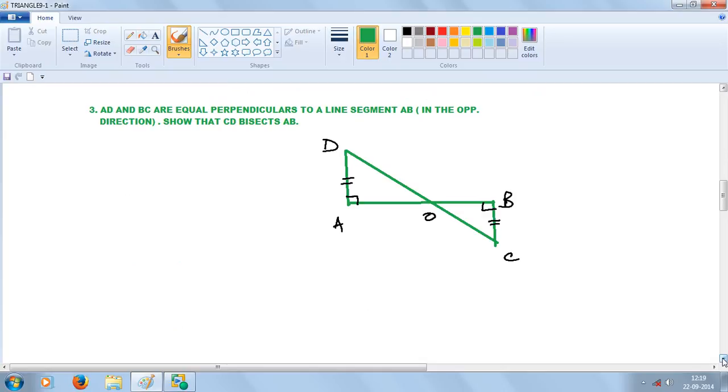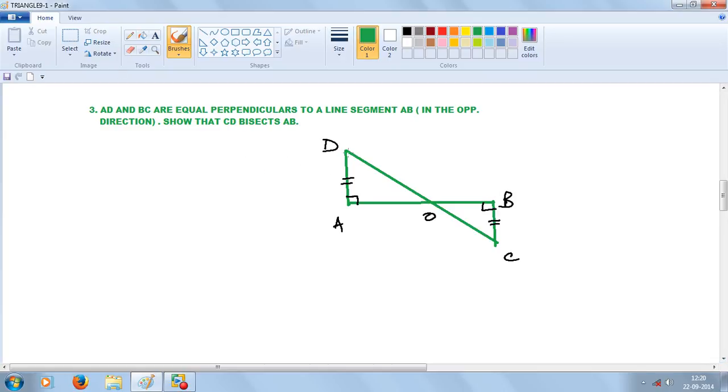Okay, third problem. Just see the diagram, AD and DC cut each other. AD and BC are equal, perpendicular to a line segment AB in the opposite direction. Show that CD bisects AB.